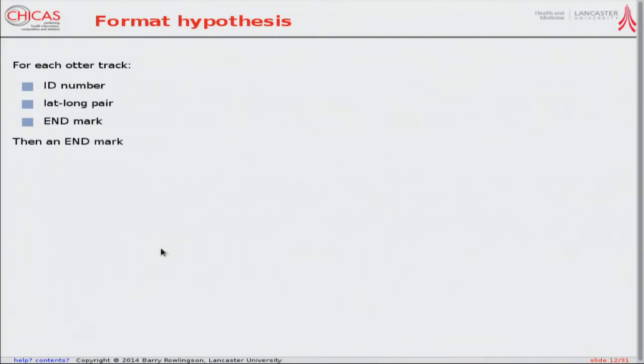So let's look at our Otter data again. So we've got this hypothesis of what this file is looking like. We think it's an ID number, then some latitude-longitude pairs of the track, and then an end mark, and then there's another end mark at the end.